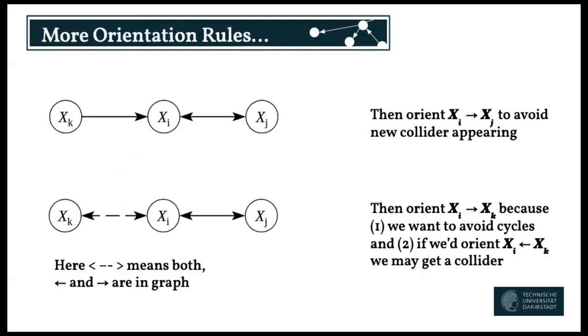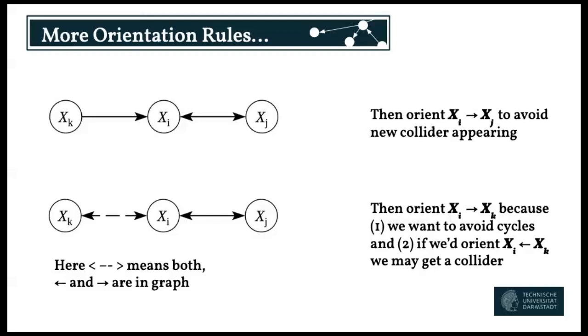Then there are certain rules that tell us how we can orient edges after we found the correct separation statements, the skeleton and the V-structures. The first rule is pretty easy. It states if you encounter such a structure right here, and you have an undirected edge here, and you have a directed edge there, then on xi, in order to avoid a collider, you cannot orient the edge such that it points from xj to xi. So you have to orient the edge the other way around.